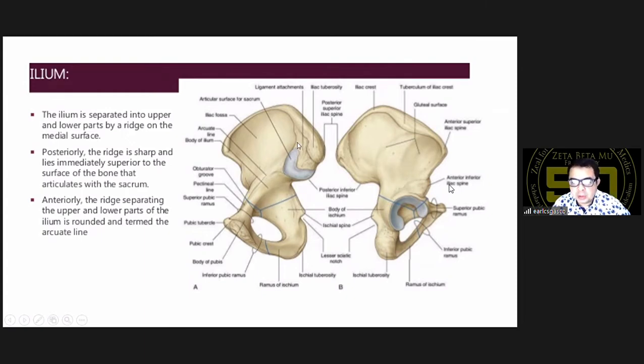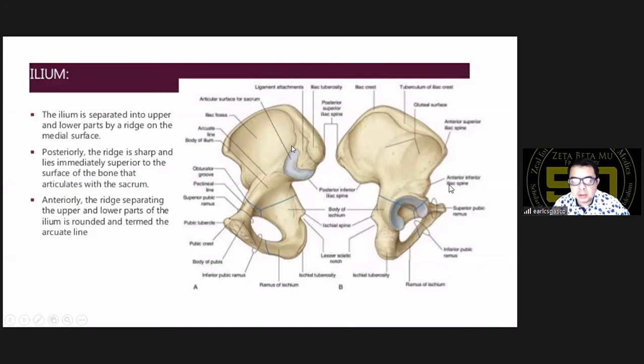Now, posteriorly, the ridge is sharp and it lies superior to the surface of the bone that articulates with the sacrum. So this is your sacrum here. This is your sacroiliac joint here. This is the bone that articulates with the sacrum. So the posterior ridge is actually in this area.